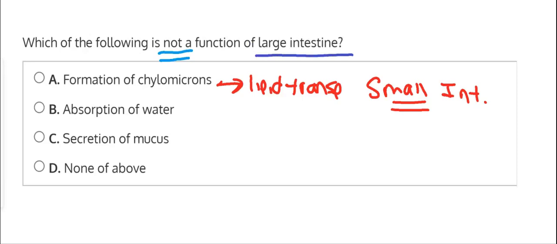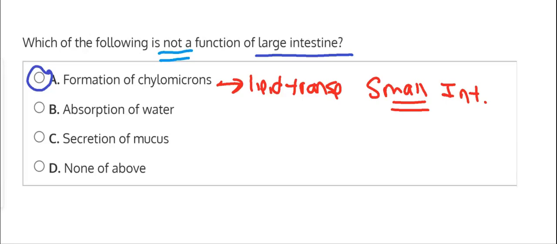But since it's asking which is not a function, and this is therefore not a function, the formation of chylomicrons, this is something that happens in the small intestine for lipid transport within digestion, this is likely our answer because it's not true for the large intestine. So we could go with option A for now, but let's just be sure. Let's look at the other choices.